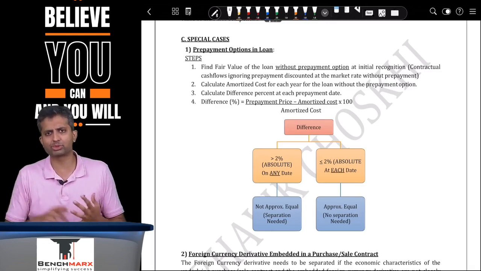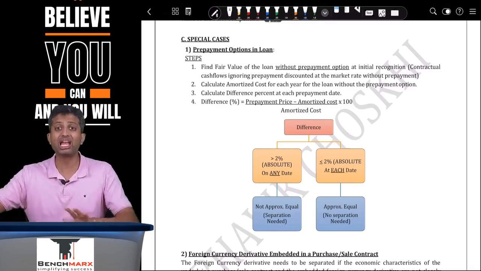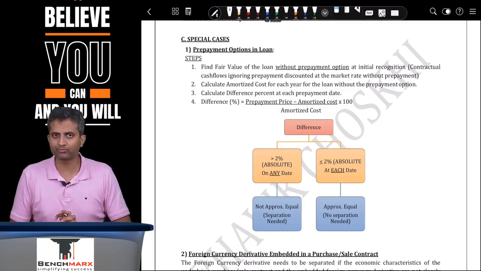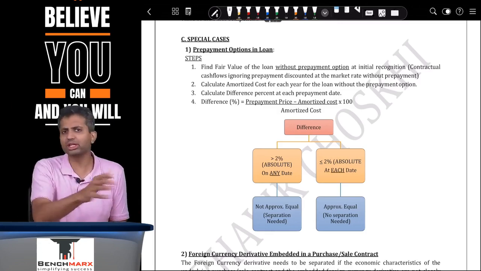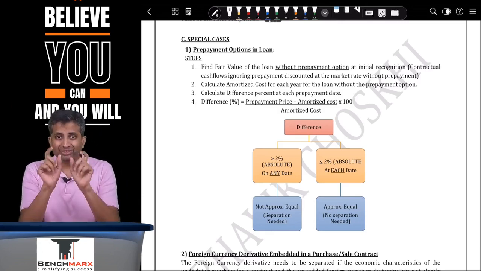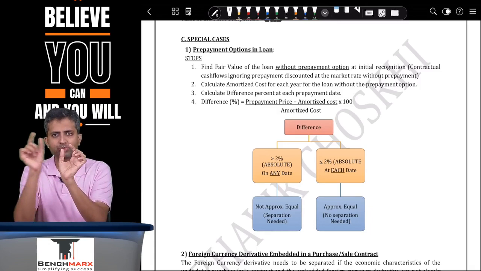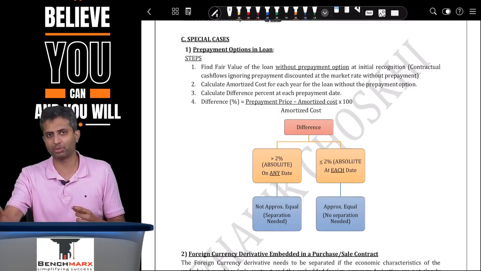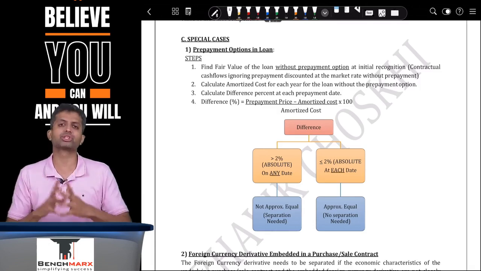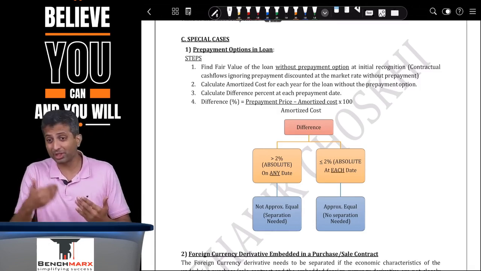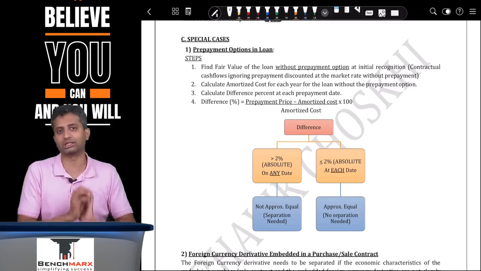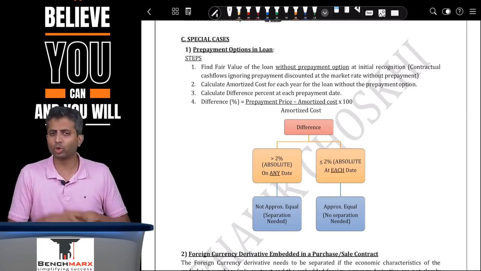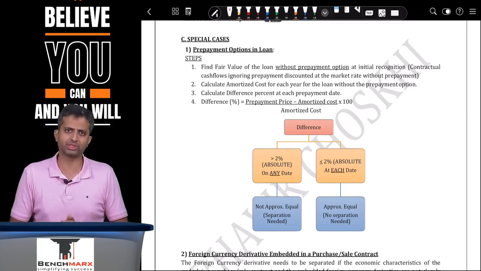Well, the standard gives you specific steps. You will first try to find the fair value, that is the present value of future cash flows had there been no prepayment option. Then you will prepare an amortized cost table considering no prepayment option. Once that amortized cost table is prepared, at each prepayment date, you will compare the amortized cost with the prepayment amount. Now, if both of them are approximately equal, the standard believes that the prepayment amount is determined considering the underlying loan, and hence they are closely related, no separation is required.